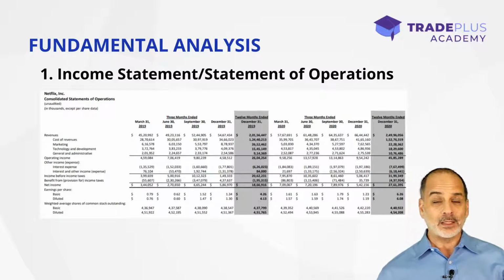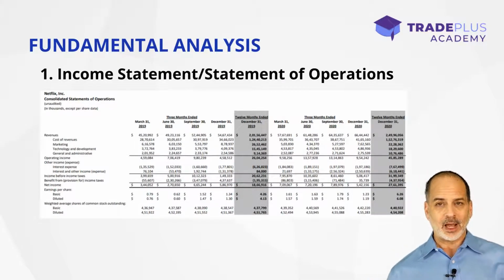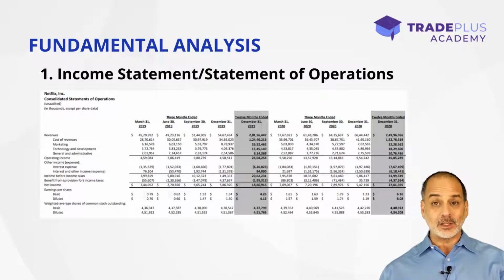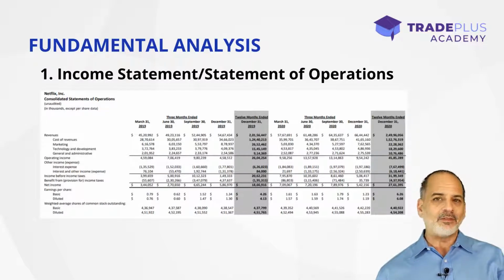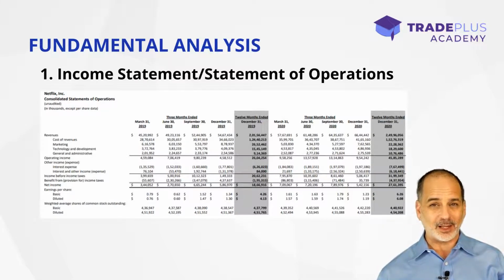The above table is Netflix's income statement. Now, focus on the last column, i.e. 12 months ended December 31, 2020. This column provides you with the whole information for the year 2020. We can see total revenues of $24.99 billion.